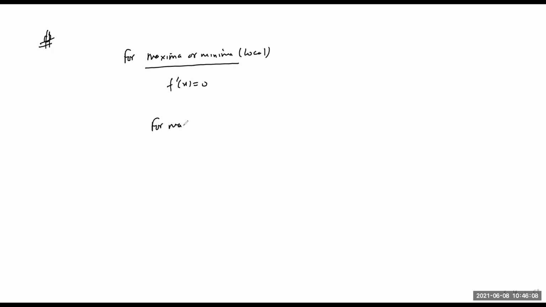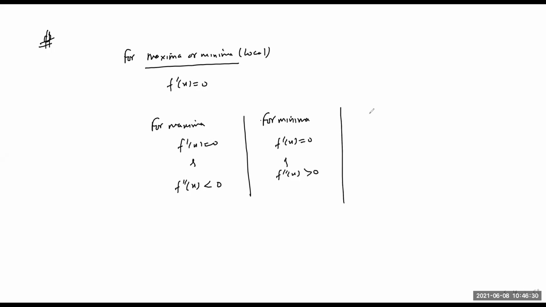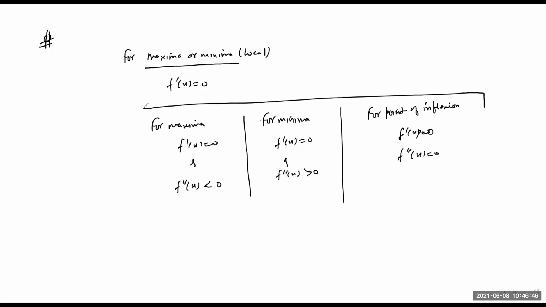For maxima, if you want to know the maxima, the first derivative should be zero, and the second derivative must be negative. For minima, the first must be zero and second must be positive. For point of inflection, both are zero, the first zero and second zero. So I hope this will summarize everything.